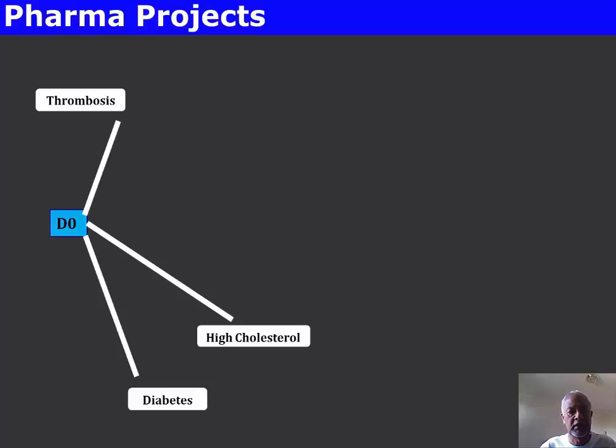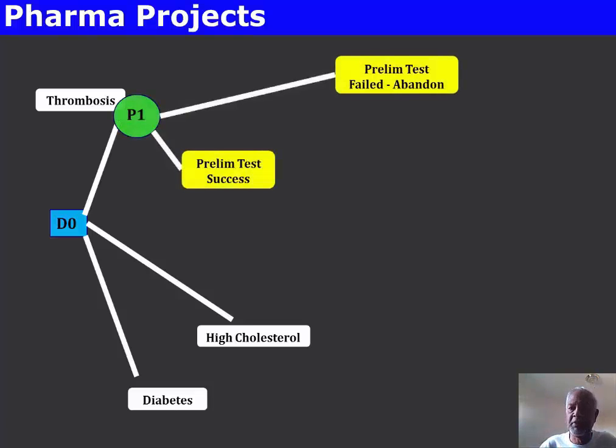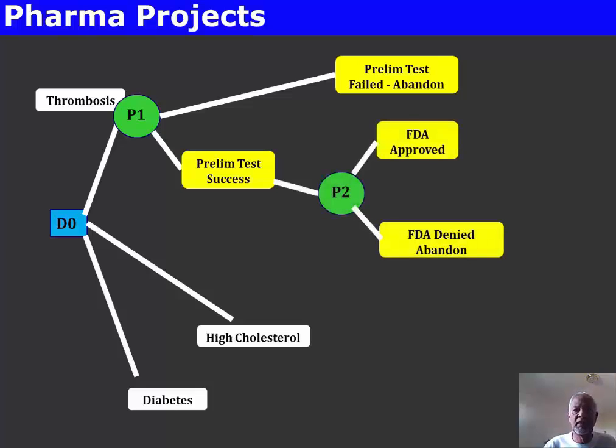Here we have a decision tree sketch. We have to make a decision. Should we go with thrombosis, high cholesterol, or diabetes? Let's look at the thrombosis case. There's a chance that the preliminary test would fail and we would have to abandon the project, or we might succeed at the test. If we are successful, then we have to go for FDA approval, where we might be approved or we might be denied, in which case we have to abandon.